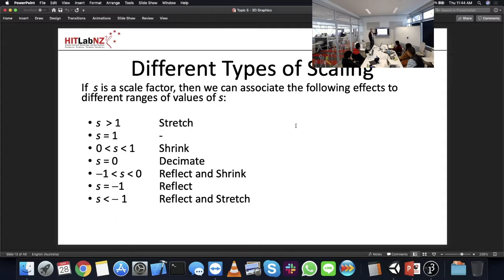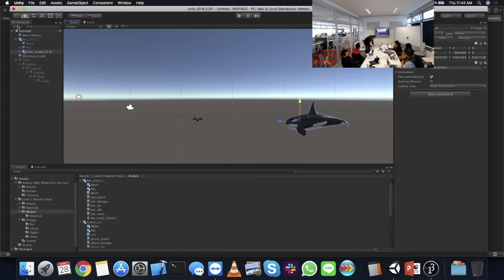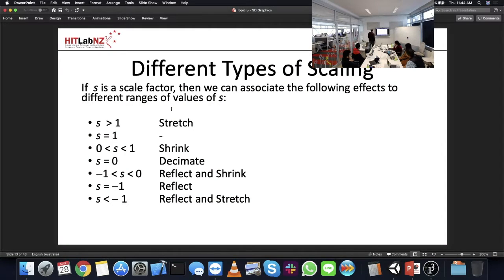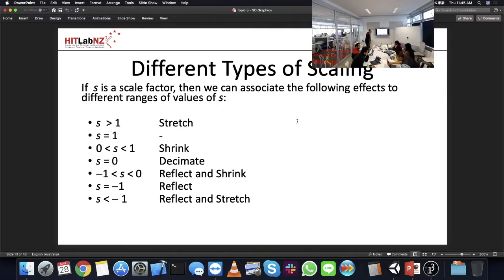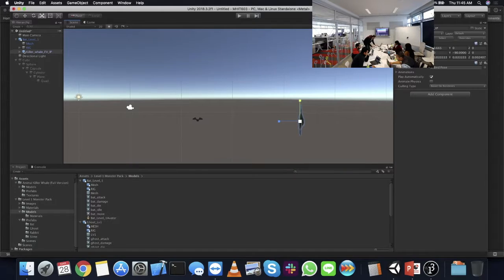So we have different types of scaling. A scaling of greater than 1 means we're enlarging something, we're stretching it. So if we have our killer whale here, and I increase his Z scale, he will get bigger and bigger and bigger. So that is increasing it beyond the value of 1. Scale value of 1 is its normal scale. A scale value between -1 and 0 will shrink it. So if I shrink that scale value down, it will get smaller and smaller and smaller. Once we hit 0, we've decimated it. Essentially, we've completely flattened it.